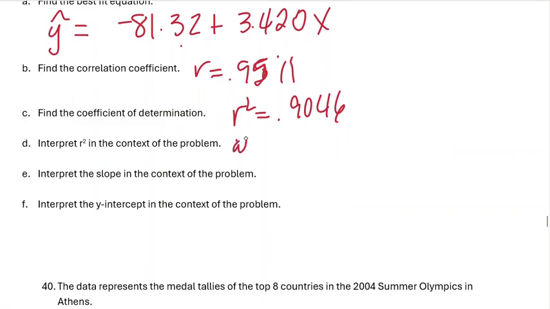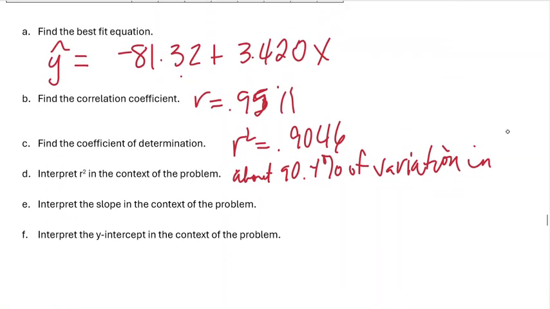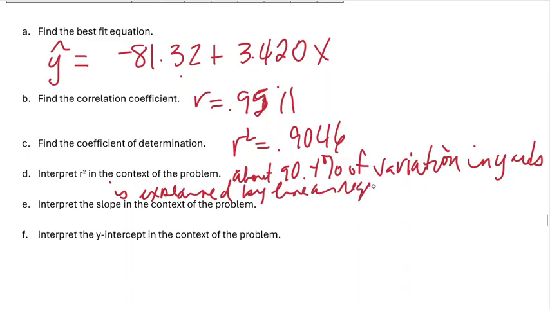So this is about 90%, 90.4% of the variation in whatever the Y is. The Y was yards, is explained by the linear regression of yards and club head speed.